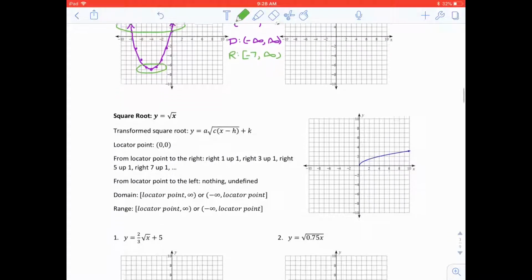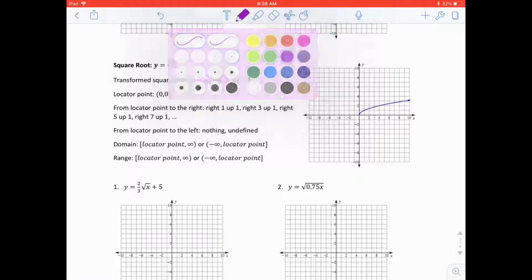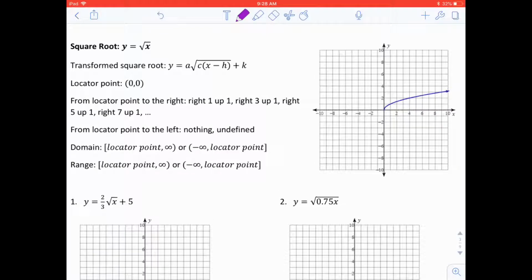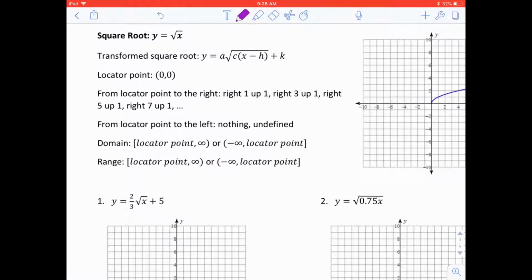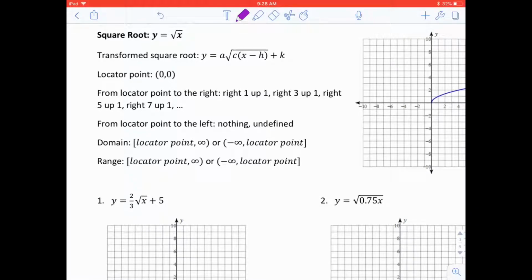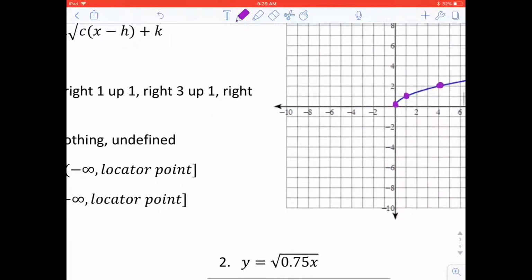Let's go ahead and look at the next one. So for the square root function, this time we can't call it a vertex. It's definitely going to be called a locator point. And this one has an interesting growth pattern. Goes right 1 up 1, right 3 up 1, right 5 up 1, right 7 up 1. So it always goes up the same amount. You'll notice it's very similar to the x squared graph. It's just going right that much instead of up. So it's like a parabola that's been flipped on its side.